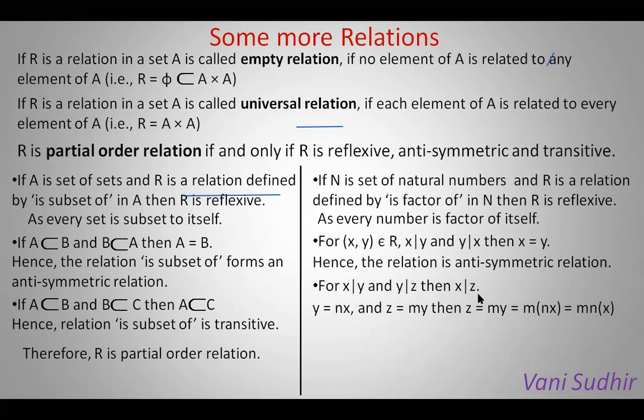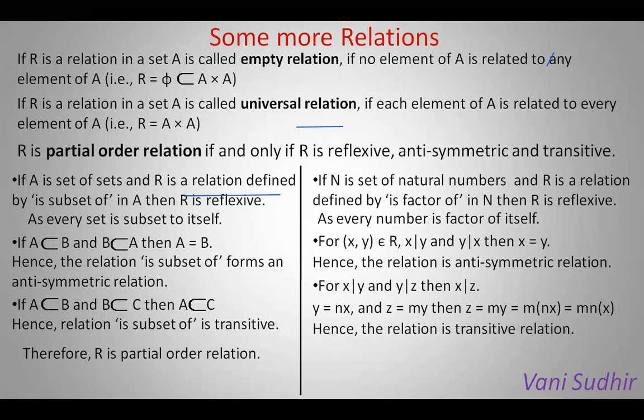That means you have to show z equals some multiple of x. First you write z equals my, which you have. In place of y, I am writing nx. So what did I get? z equals m into n times x, a product of x. So x is a factor of z. x will divide z, no? You can take some numbers and check this.